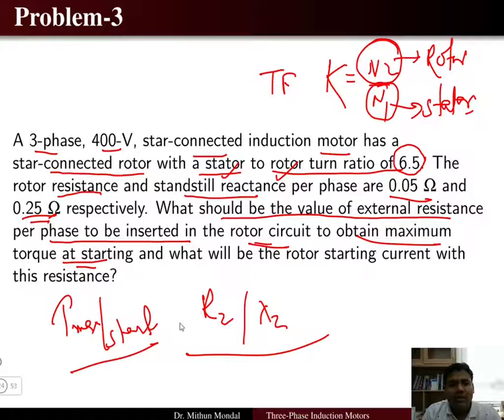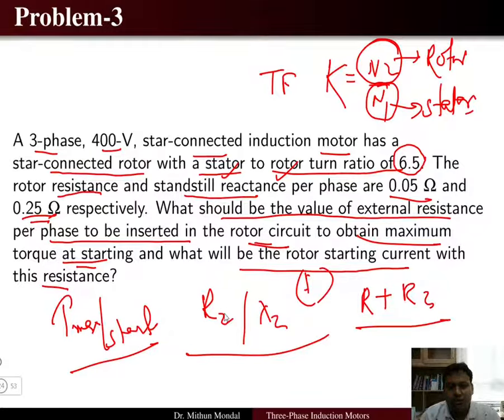Then what is the amount of the extra resistance that you can add with the rotor circuit, and what will be the rotor starting current with this resistance? So what is the value of the current here? So that is the problem third.